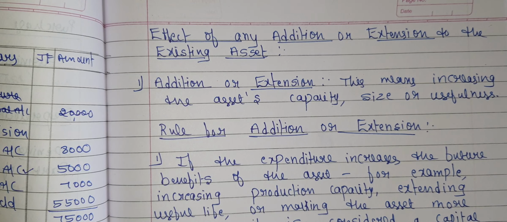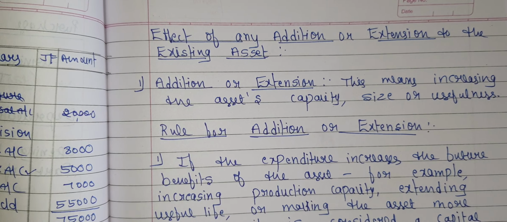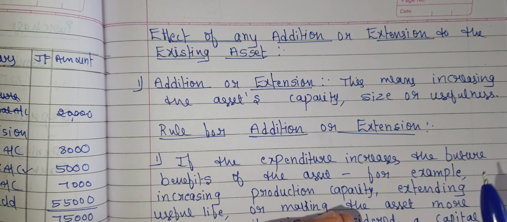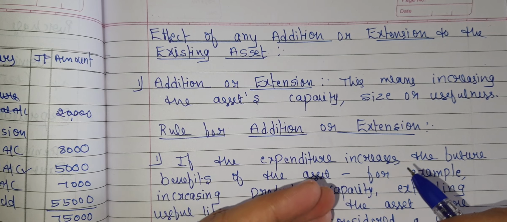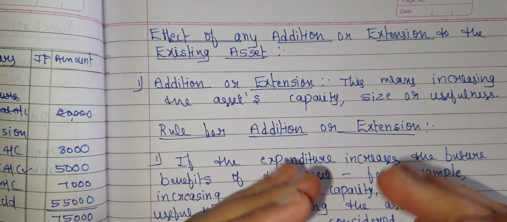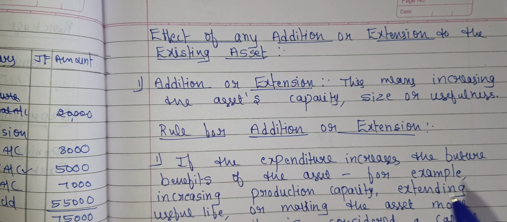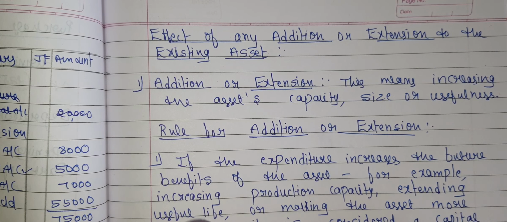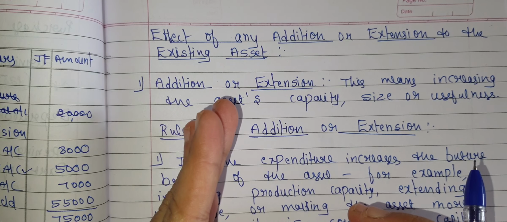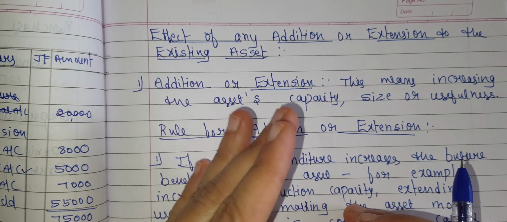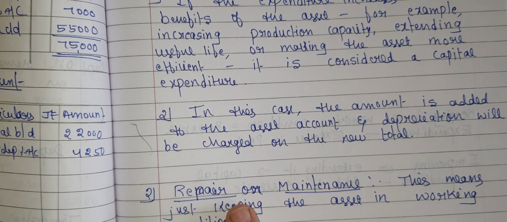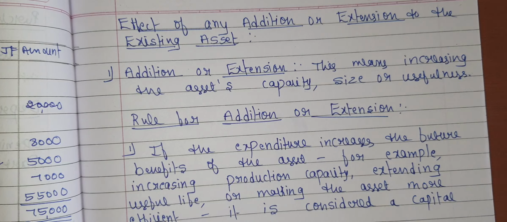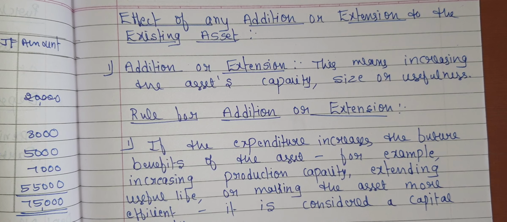Clear? So let's see. Sometimes, after purchasing a fixed asset, a business may spend more money on it. So this extra spending on a fixed asset can be of two types. They are addition or extension, and the second one is repairs or maintenance. Clear? So let's discuss addition or extensions.